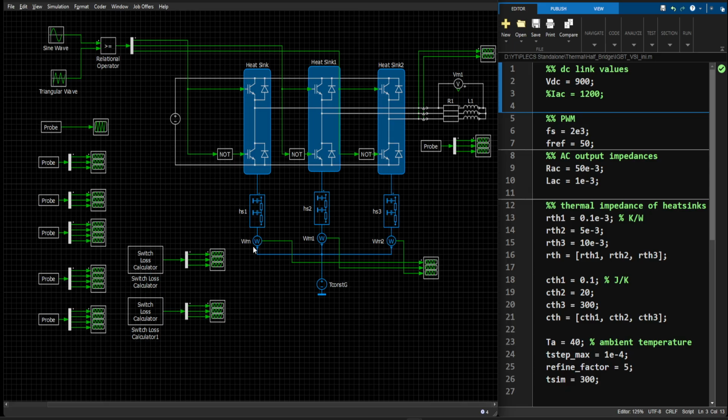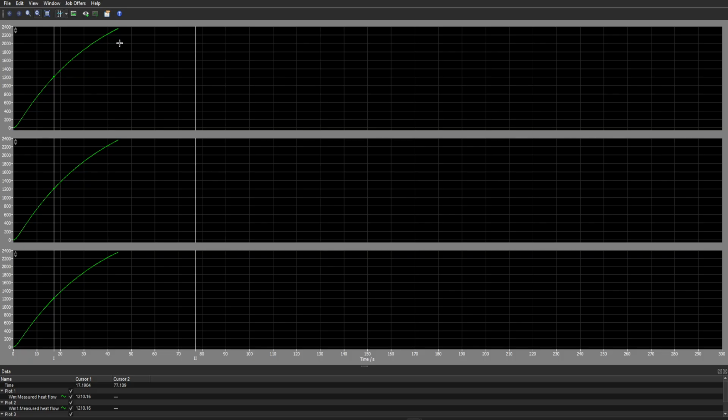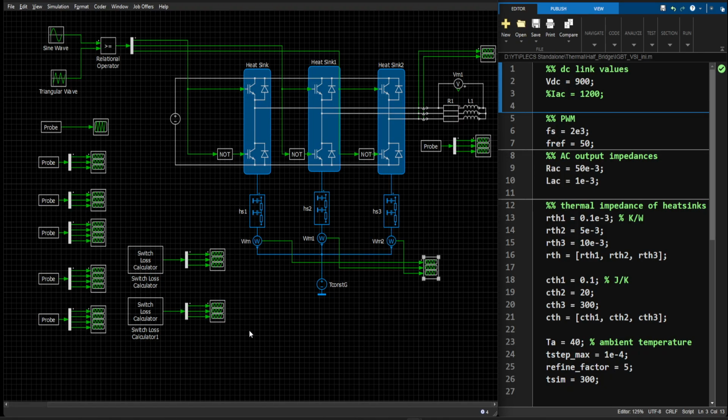Let's now look into the losses, or heat losses, or what's called the total losses generated by modules A, B, and C. All three are separated here and shown in this scope. Steadily it's going to reach the final value, but it needs some time because we have chosen the simulation time to be 300 seconds for proper thermal stability. We'll come back to it. Let's check some other characteristics.